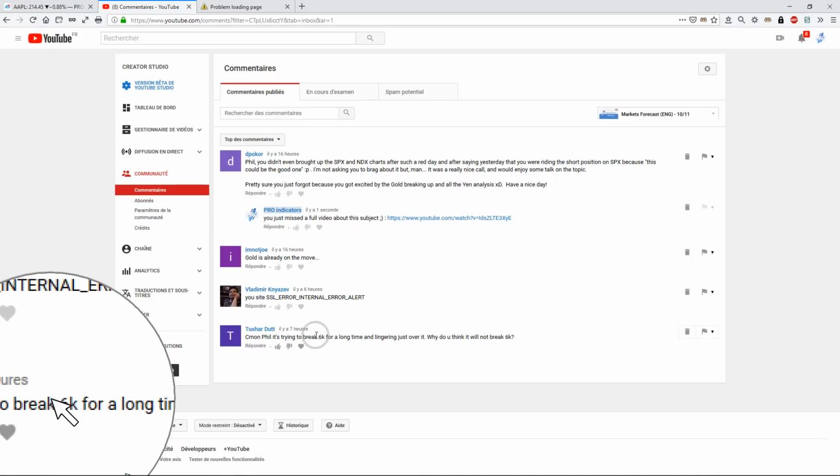So it's trying to break 6K for a long time and lingering just over it. What do you think, will it not break? I just don't give a shit. We can break it. All I think is that right now the pattern I'm trading is rise in volatility. So if that rise in volatility allows us to break 6K, I'm just not going to take the bearish trade. It's as simple as that. I was ready to take that trade earlier. I think right now the conditions are not met to take that bearish trade. So if it breaks 6K, then it breaks 6K, and I will just do nothing.